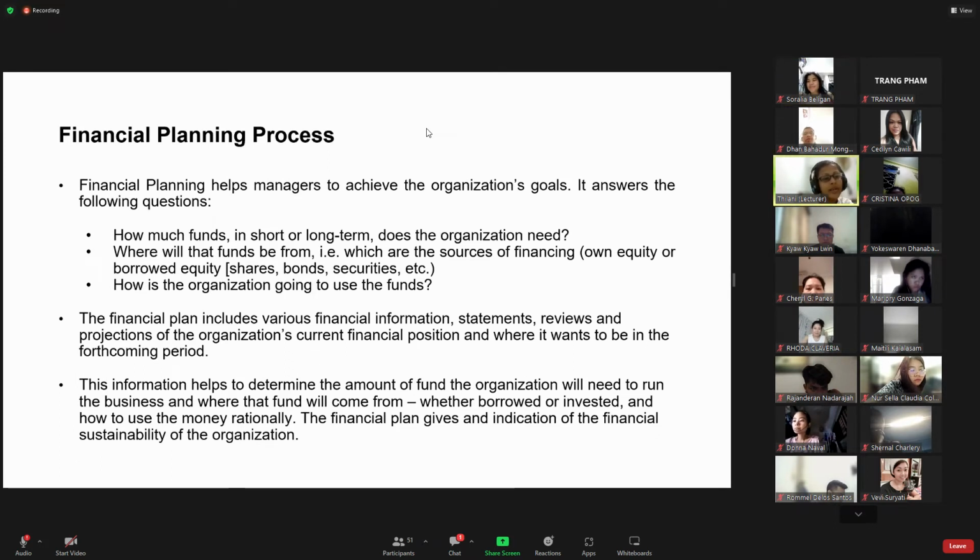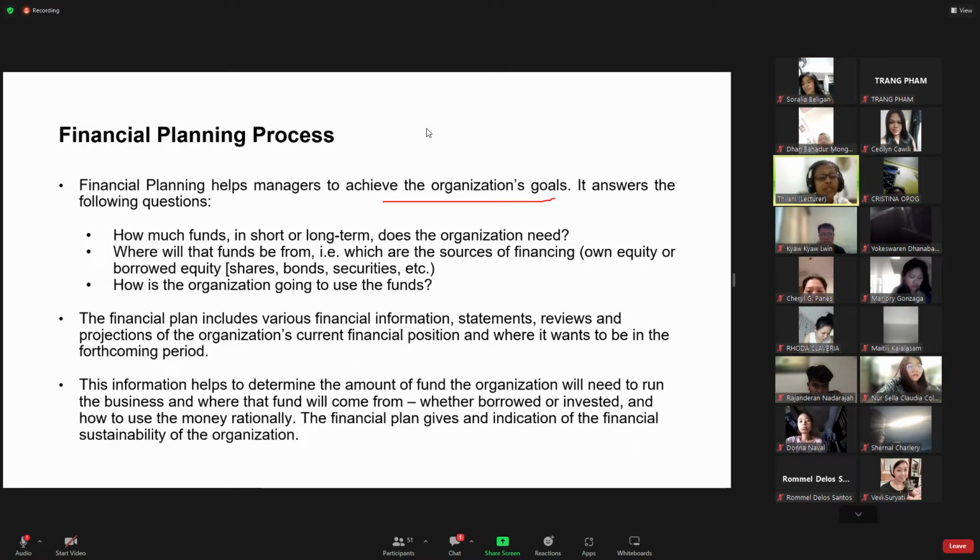So how does financial planning help managers? It will help you in achieving organizational goals. How? They will answer these questions. How much funds in short term, long term does the organization need? So in financial planning, the manager needs to know how much money is required for the business.